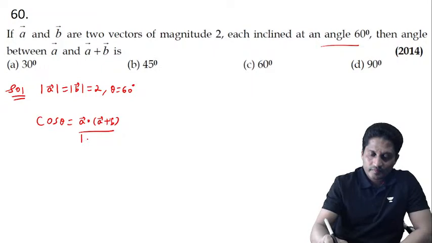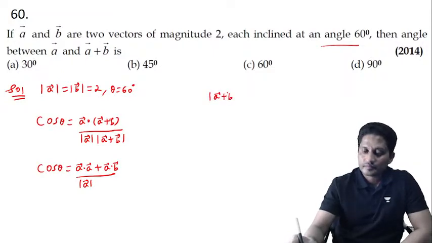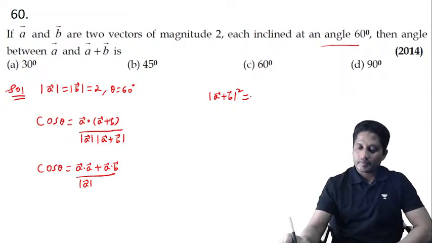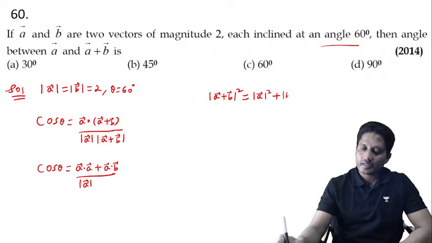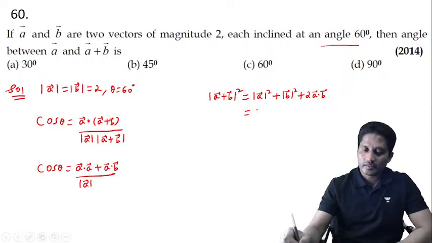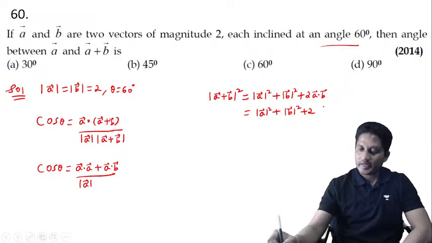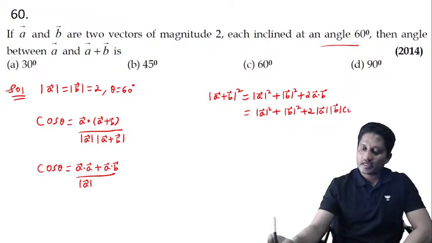This is mod A into modulus of A plus B. So cos theta is equal to A dot A plus A dot B divided by modulus of A, mod of A plus B. Mod of A plus B the whole square is A square plus B square plus 2 times A dot B. So this is mod A the whole square plus mod B the whole square plus 2 times, what is A dot B, guys? Mod A into mod B into cos theta, right?